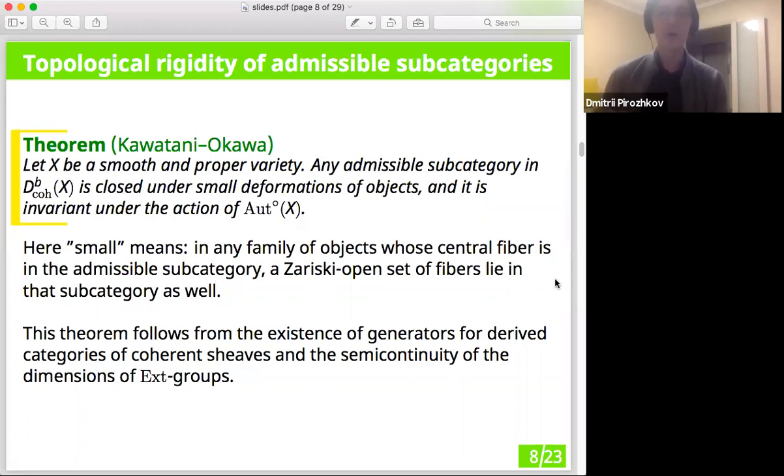And another small amplification of this statement is that, in fact, admissible subcategories are closed under the action of the connected component of the automorphism group of your variety. So this is almost the same as just being closed under small deformations, but you need to include the entire group instead of just some neighborhood of the identity element. So, this theorem is not hard to prove. It basically shows that the property that some object lies in an admissible subcategory can be rephrased in terms of vanishing of certain Ext groups. And then you use semi-continuity of the dimensions for Ext groups.